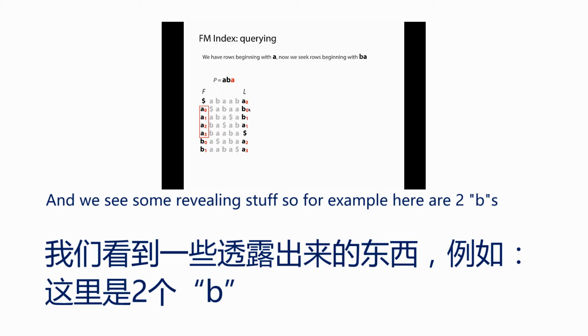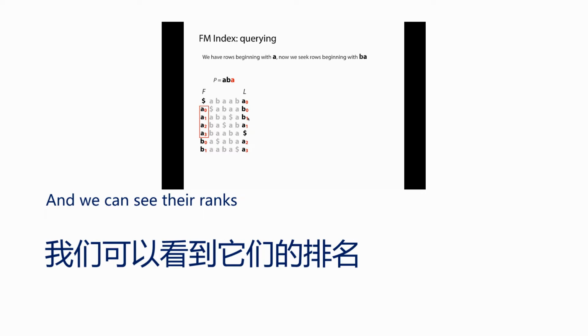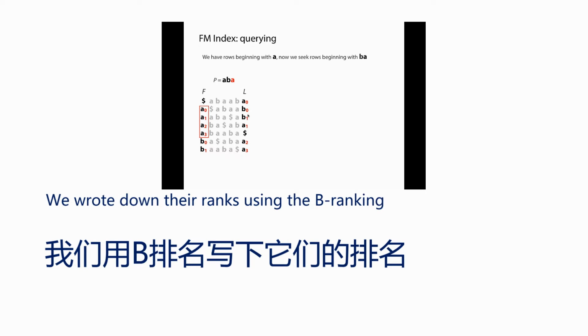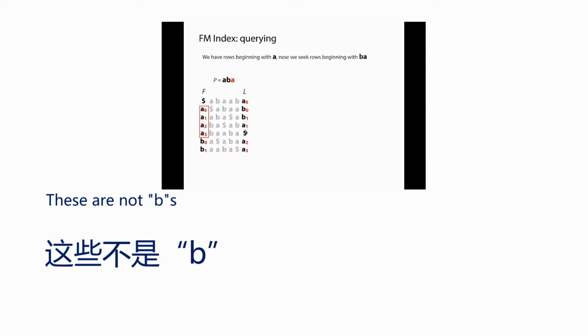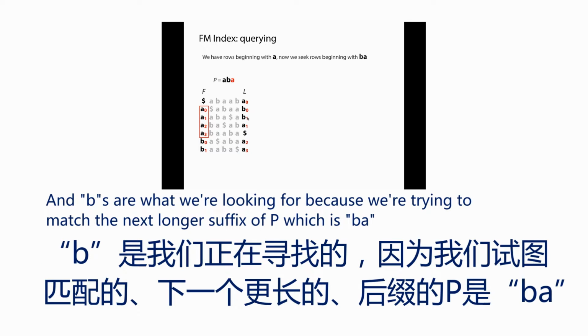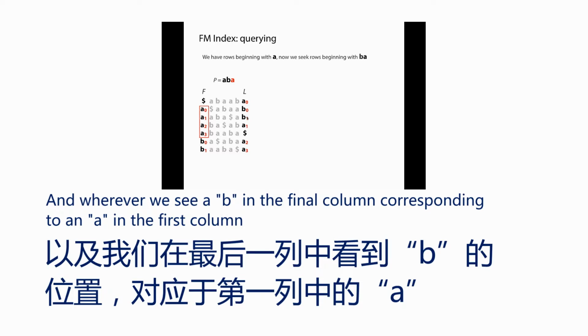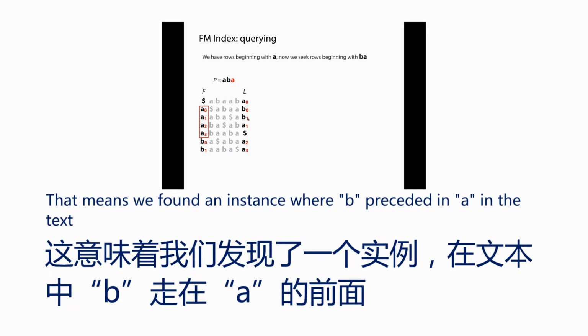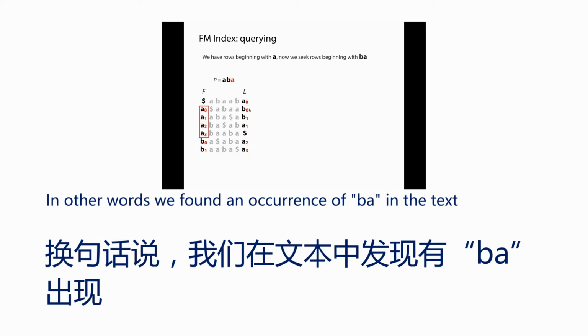For example, here are 2 B's, and we can see their ranks. We wrote down their ranks using the B ranking. These are not B's, so they're not quite so relevant, but these 2 here are B's. And B's are what we're looking for because we're trying to match the next longer suffix of P, which is BA. Wherever we see a B in the final column, corresponding to an A in the first column, that means we found an instance where B preceded an A in the text. In other words, we found an occurrence of BA in the text.